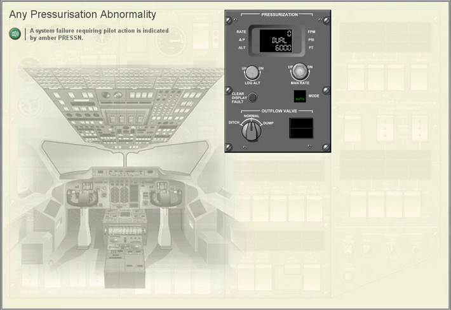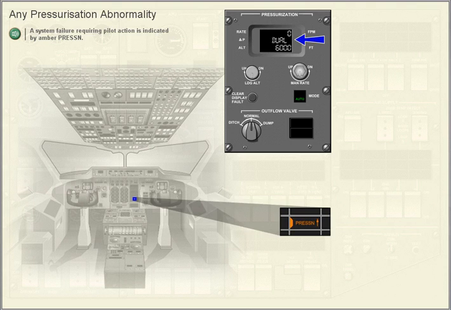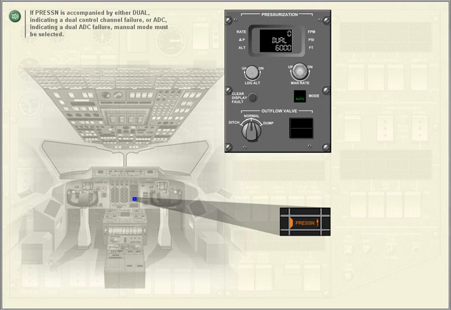Any pressurization abnormality. A system failure requiring pilot action is indicated by amber pressurization. If pressurization is accompanied by either dual, indicating a dual control channel failure, or ADC, indicating a dual ADC failure, manual mode must be selected.